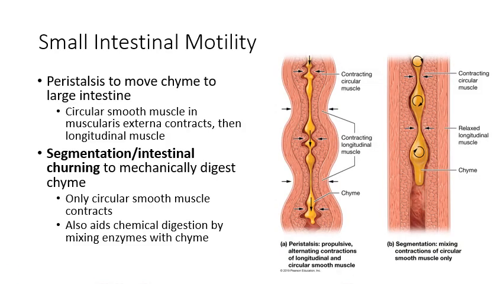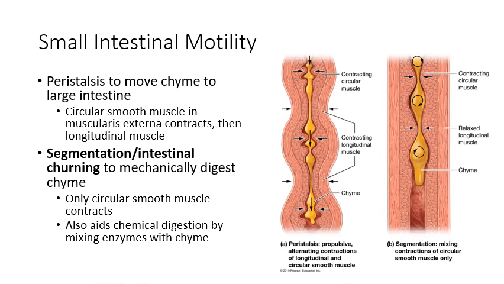You have two types of movements that the small intestine does. First, of course, you have peristalsis to move the chyme through the small intestine into the large intestine. Then you also have segmentation, also called intestinal churning, which is a different type of movement. It doesn't propel the chyme through the small intestine. Instead, it just kind of mixes it up, which actually helps mechanically digest it.